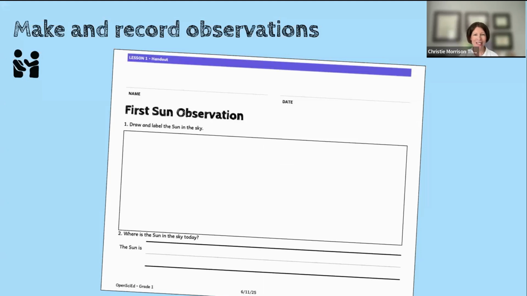We prepare to go outside to make and record observations of the sun in the sky. We will use this handout to draw, label, and write our initial observations. Know that there are a lot of supports in Lesson 1 in the form of teacher references and callouts that will support you in identifying a consistent space outside where you can make observations of the sun in the sky, as well as support for taking students outside so they can make such firsthand observations.